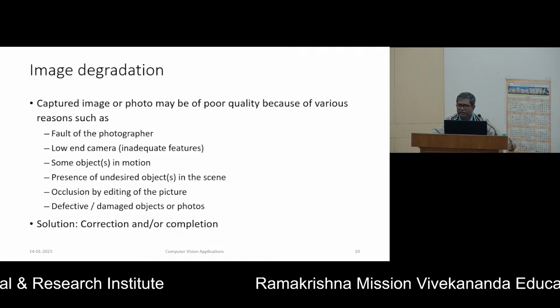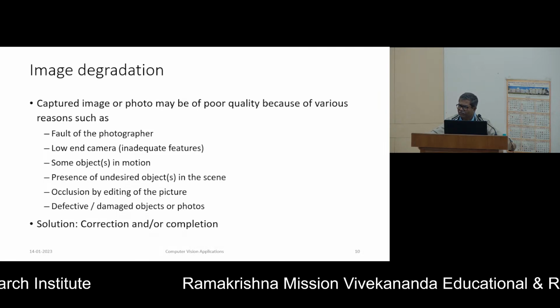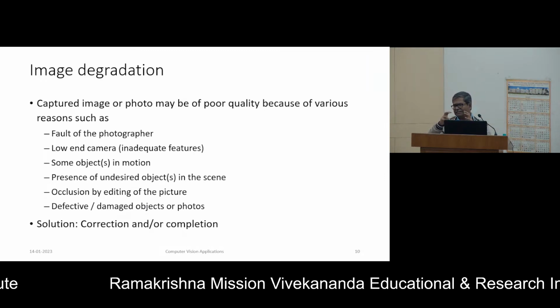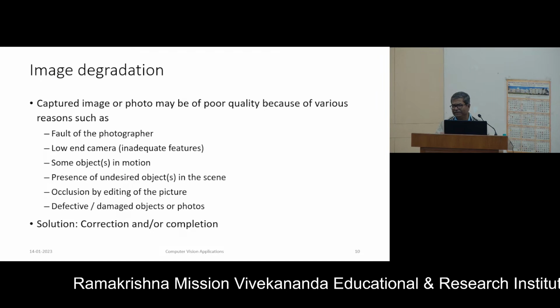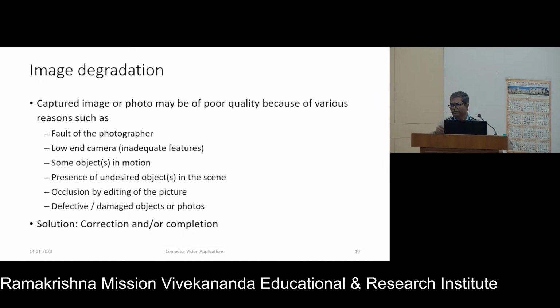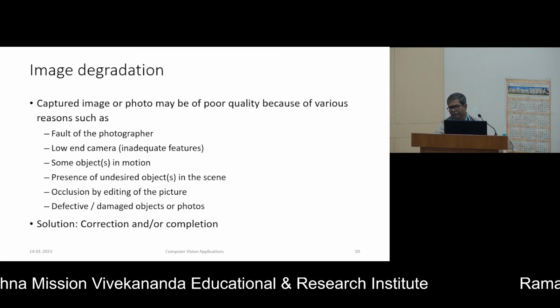We are talking about the degradation of the image. Why is the image degraded? The first reason is the fault of the photographer. He could not focus properly. He could not keep his hand steady. There are many different reasons. Maybe when he was taking the picture, the object was moving. So that may be a fault of the photographer.